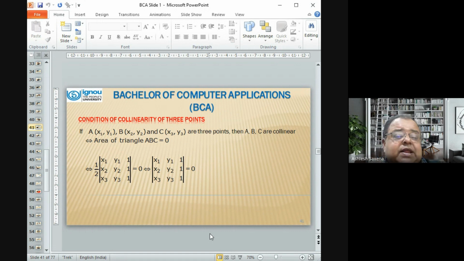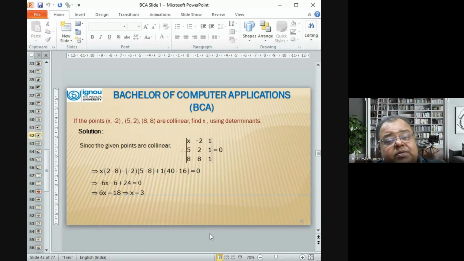Now, what will be the nature of the question? 3 points will be given to you and you will be asked to find a coordinate so that the area of the triangle is 0 or the 3 points are collinear. Now see the problem. If the points (x, -2), (5, 2), (8, 8) are collinear, you have to find x, using determinants. Do you remember the formula? x, -2, 1; 5, 2, 1; 8, 8, 1. Solve it and it has to be written equal to 0.